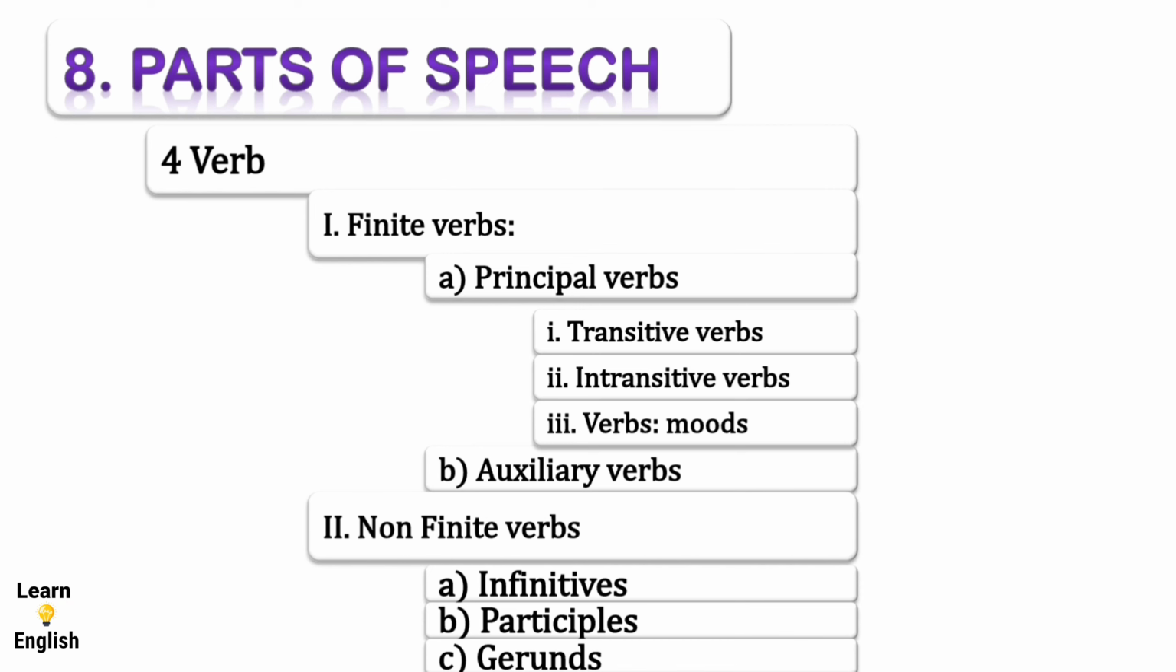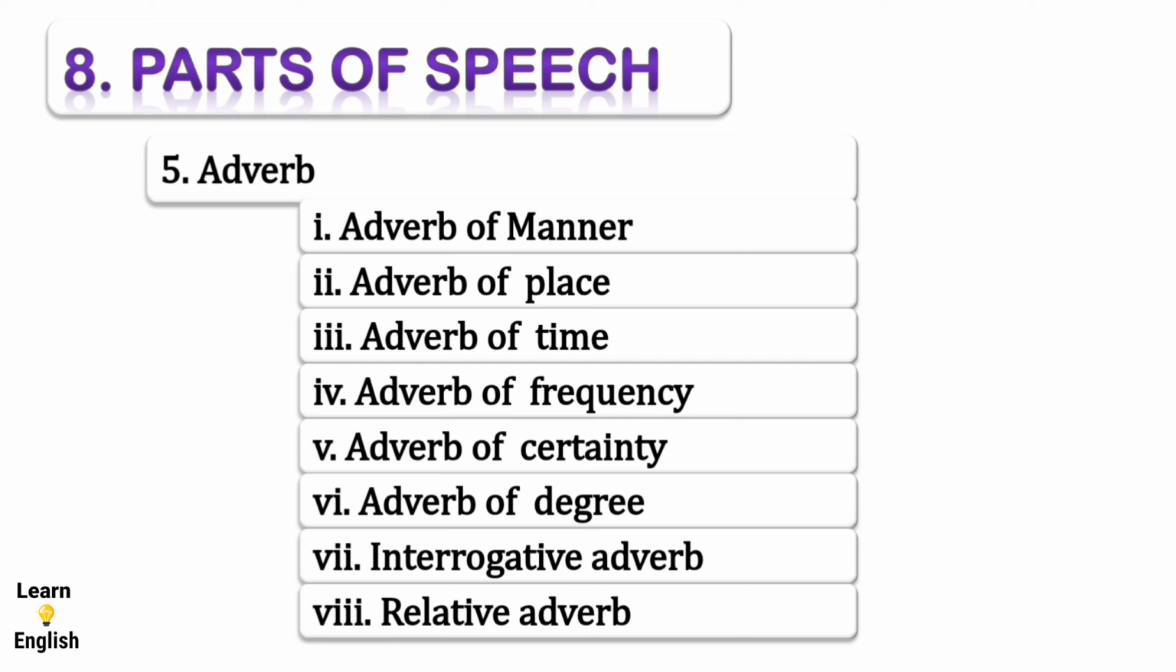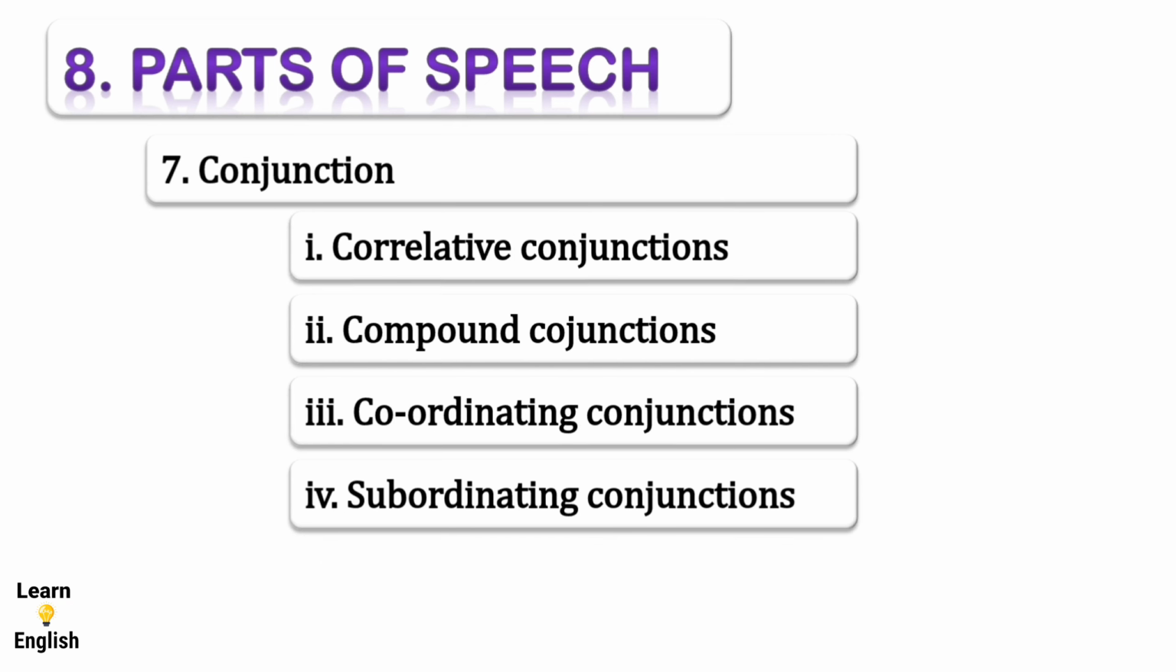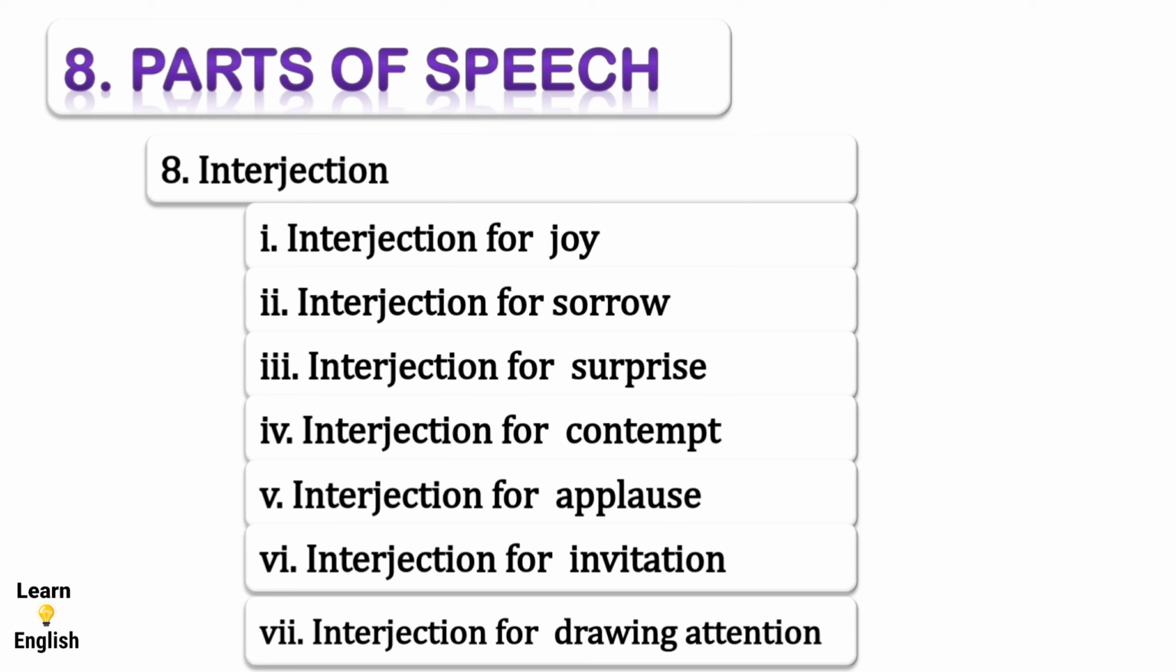Verbs are action words. Here we come to know about verb and its kinds. An adverb is a word which describes a verb or an adjective or another adverb. Here we come to know about adverb and its kinds. The word preposition means a position before something. Here we come to know about preposition and its kinds. Conjunctions are joining words. Here we come to know about conjunctions and their kinds. Interjections are words that are used to express strong feelings. Here we come to know about interjections.